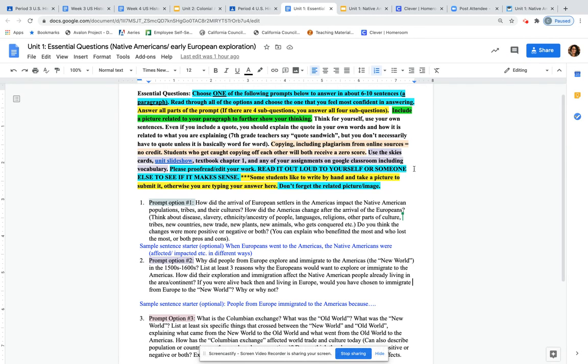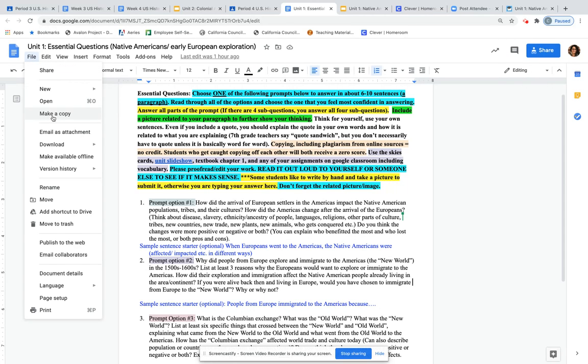Include a related picture so that right away, I could tell that this is what you're going to talk about in your paragraph. Okay. Now, there are some students who like to write by hand and do a picture by hand even, and then take a picture of their work and upload it on Google Classroom, and you can do that. Otherwise, I'm assuming that you're going to be typing on the doc, in which case you can just go to File, make a copy, and put that in your History folder in the subfolder for Unit 1.